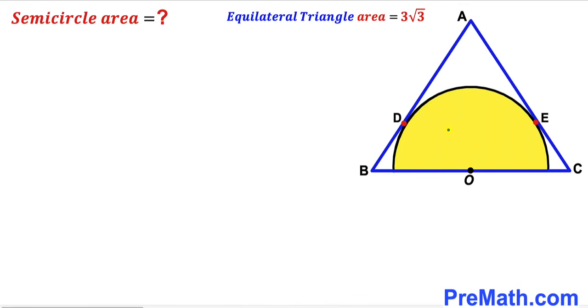Welcome to PreMath. In this video, we have got this yellow shaded semicircle with a center O, fully inscribed in an equilateral triangle ABC, as you can see in this given diagram, such that D and E are our points of tangency. And moreover, the area of this equilateral triangle has been given to us as 3 times square root of 3 square units. And now our task is to calculate the area of this yellow shaded semicircle.